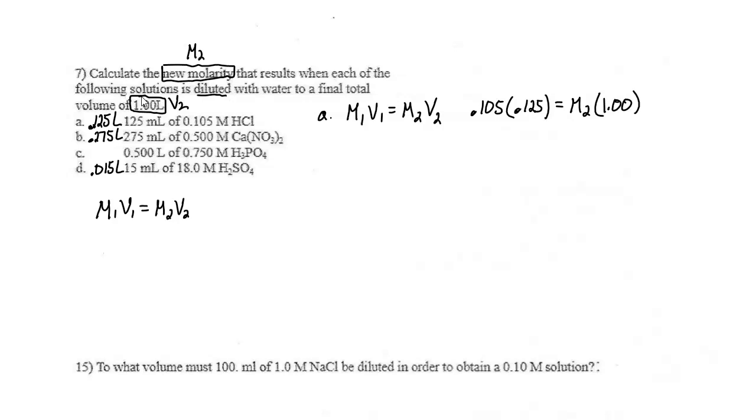To solve for M2, we divide both sides by 1.00. The reason for that is this cancels out, and the M2 is now alone. On a calculator, multiply together these two numbers and then divide by 1.00. The result is 0.0131 molar.